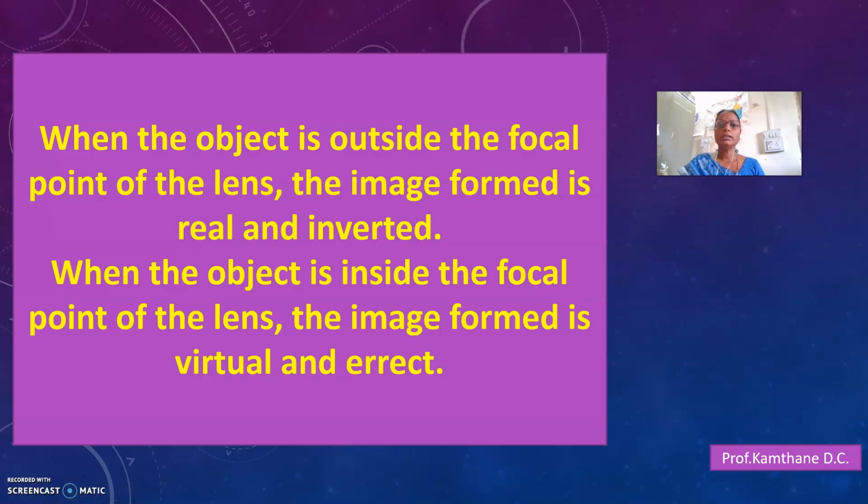When the object is outside the focal point of the lens, the image formed is real and inverted, and when the object is inside the focal point of the lens, the image formed is virtual and erect. When the object is closer to the focal point, the magnification is more, and if the object is far away from the focal point, the magnification is less.